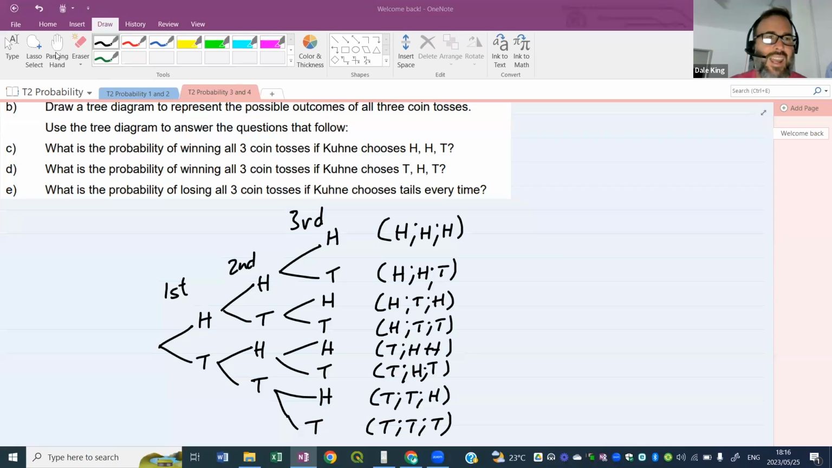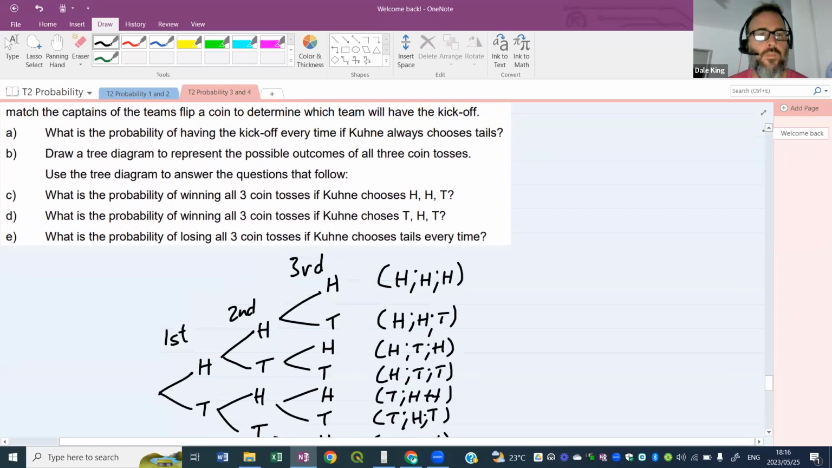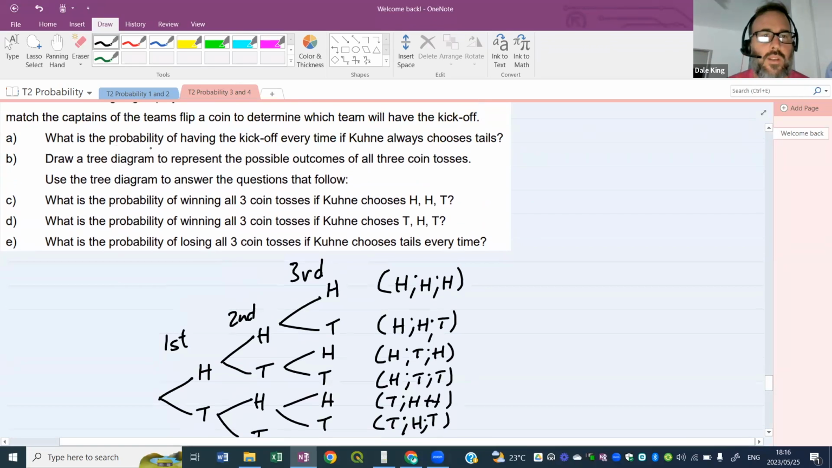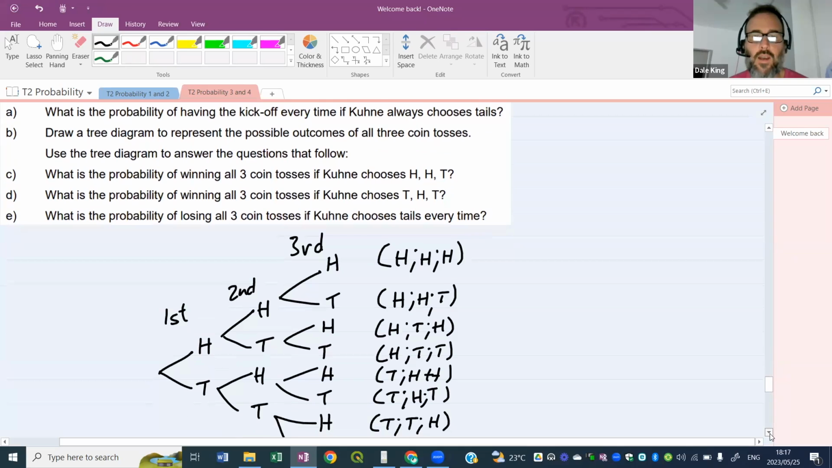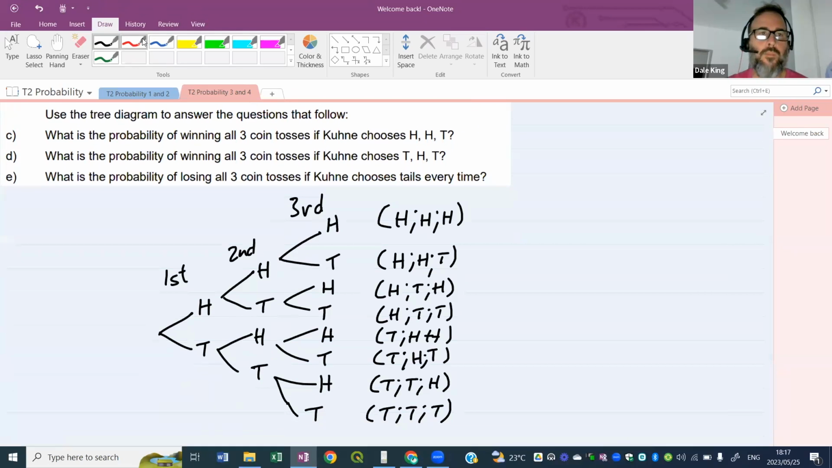Now we can answer any question once we have this thing here. So let's go back to the first one. Remember how you felt when you saw the first question. All right, let's have a look. Question A. What is the probability of having the kickoff every time? In other words, winning the coin toss if they choose tails. So they've got to choose tails and win. It's got to land on tails every time. Where do we see that? Only here at the bottom. What is that probability? Well, let me quickly do this one, and then you guys are going to do the rest.